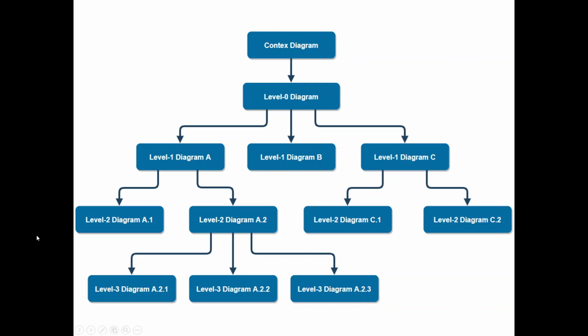In this whole process, diagrams A.1, A.2.1, A.2.2, A.2.3, diagram B, and then diagrams C.1, C.2 are primitive diagrams because they are not decomposed further. We do not decompose these diagrams because they are detailed enough.